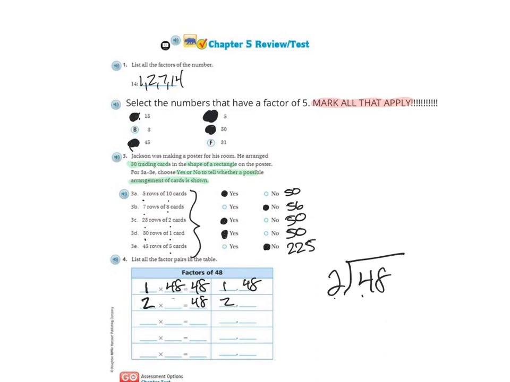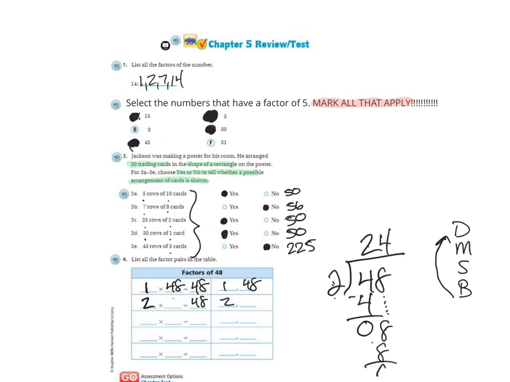All right. 4 divided by 2 is 2. Remember, divide, multiply, subtract, bring down. Divide, multiply. 2 times 2 is 4. Subtract. 4 minus 4 is 0. Bring down my 8. And then now the cycle repeats. 8 divided by 2 is 4. Multiply. 4 times 2 is 8. Subtract. And guess what? I'm done. Now I know 24 is my other factor.